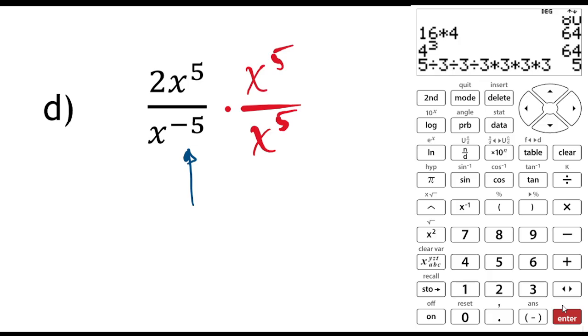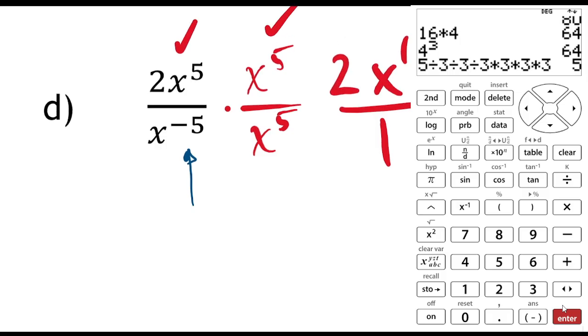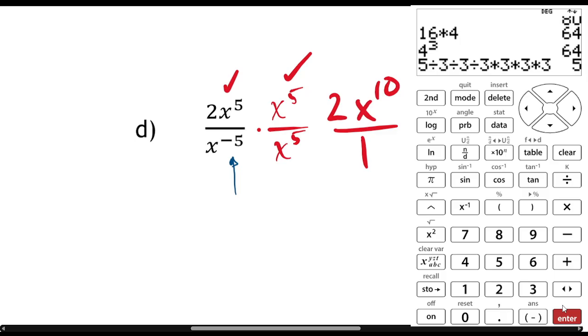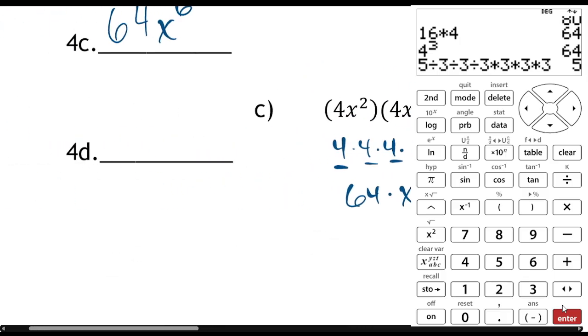So there's a giant 1 in the denominator. And what's in my numerator? 2 times x to the 10th power. There are 5 factors of x and 5 more factors of x for a total of 10 factors of x. So let's write that in our answer line. 2x to the 10th power.